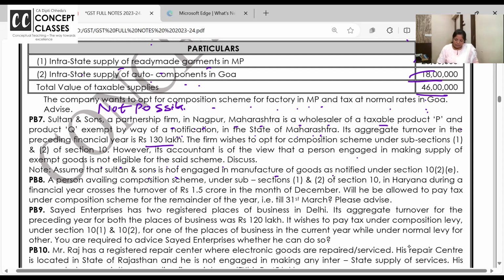Okay. But they are wholesalers. What is their last year's turnover? Last year's turnover kitna hai? 130 lakhs. Okay, are they eligible? Yes, they are eligible. Even if exempted goods hai, to bhi they are eligible for composition scheme, as the turnover is less than 150 lakhs. It's just 130 lakhs.